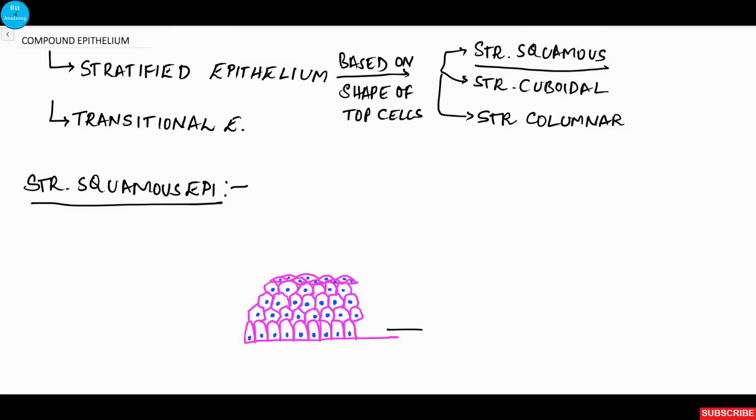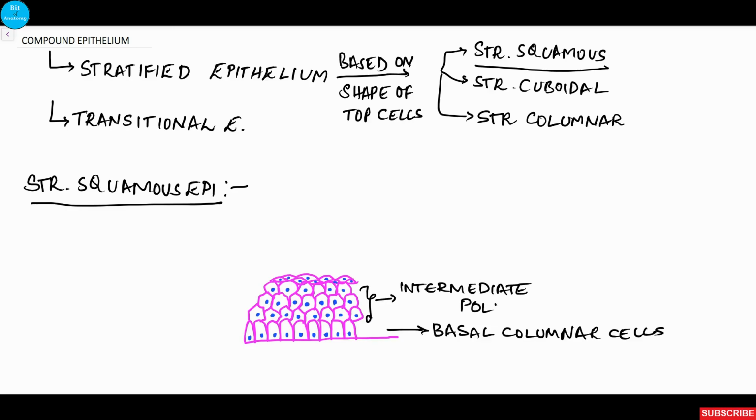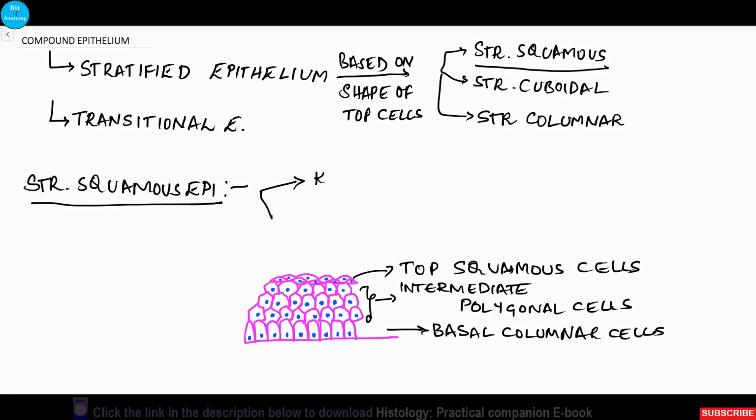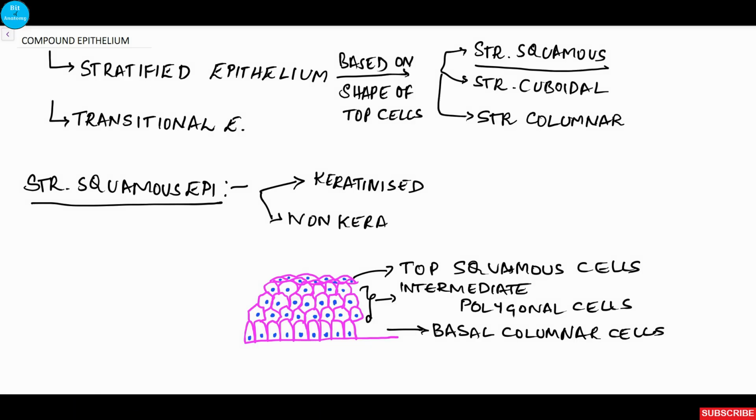So it contains basal columnar cells, intermediate polyhedral cells, and the top squamous or flat cells. So it is further divided into stratified squamous keratinized and stratified squamous non-keratinized epithelium based on the presence of keratin.